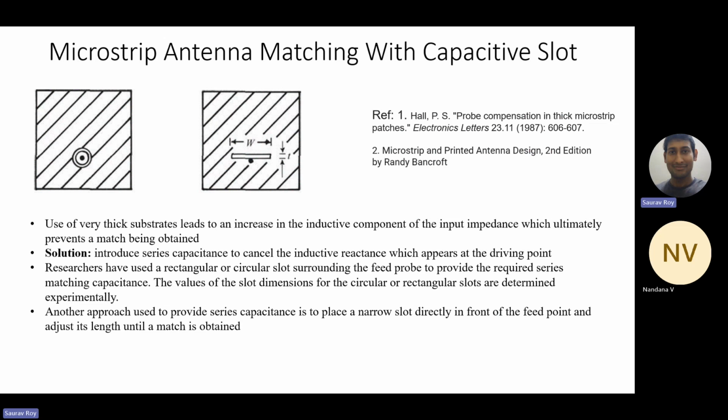So there is no formula or whatsoever. Most of these things you have to adjust and see when the match is obtained. But the main intuition or logic behind it is that we have to get a capacitance to balance the inductance because of the long feed.